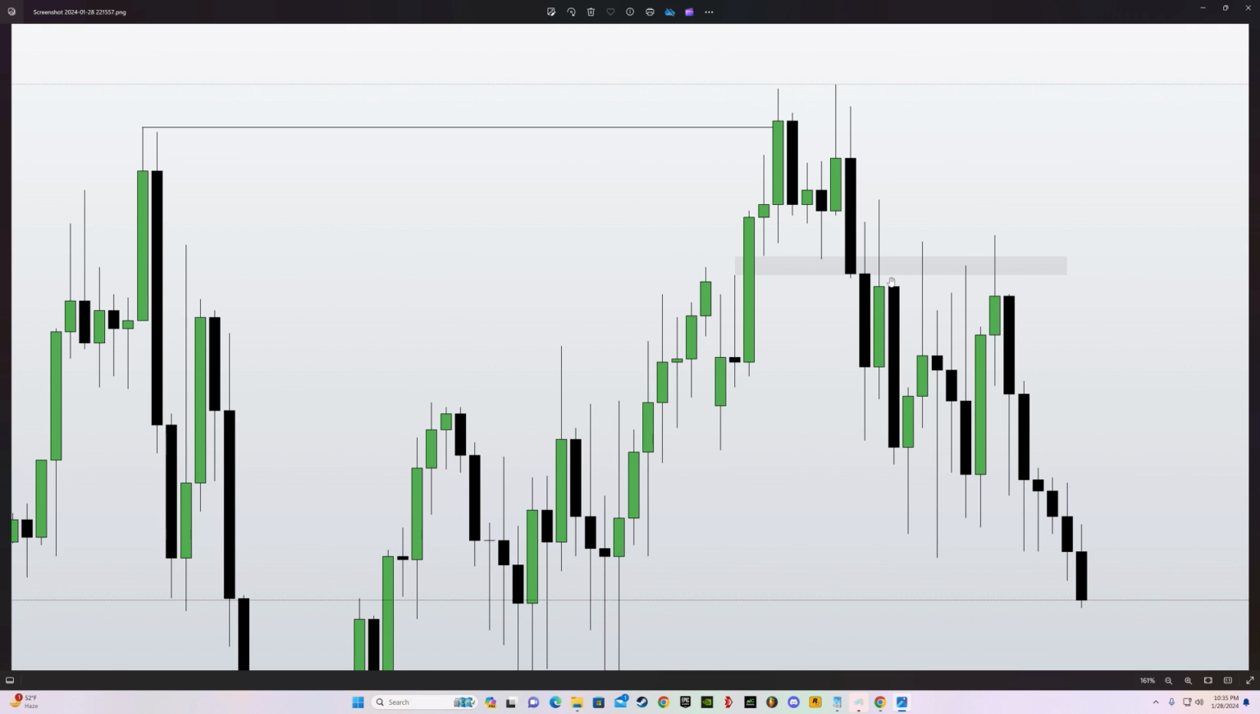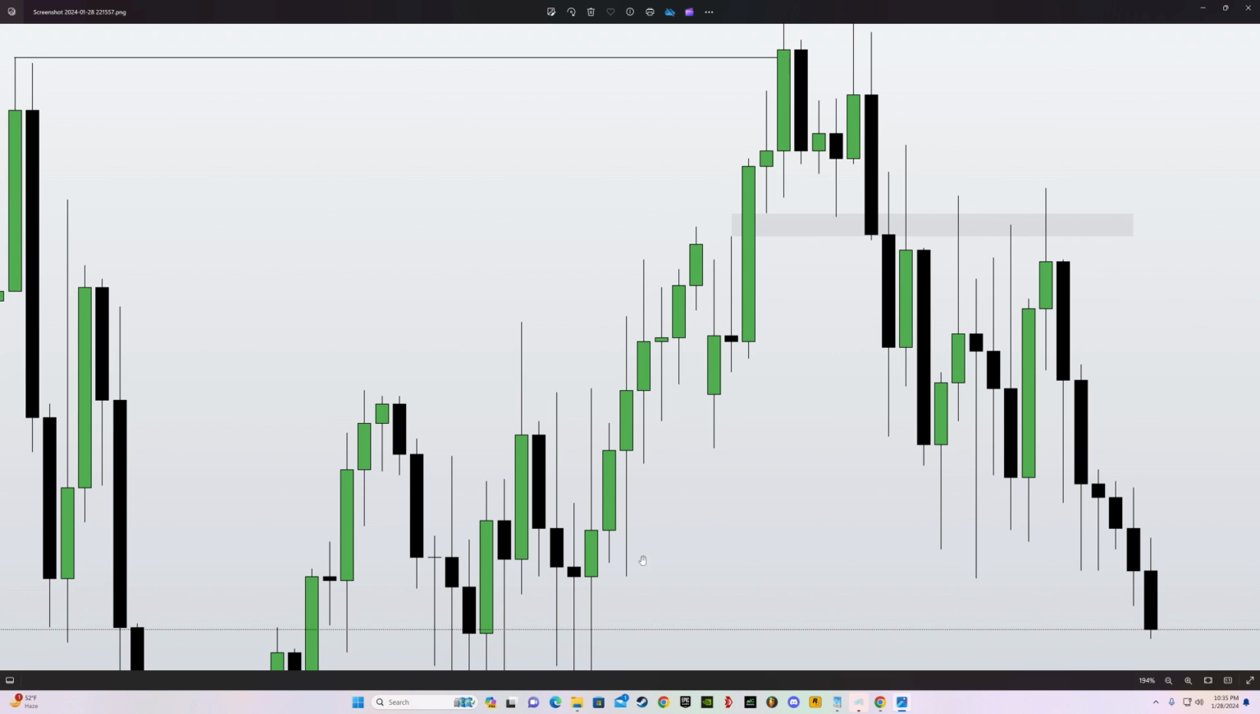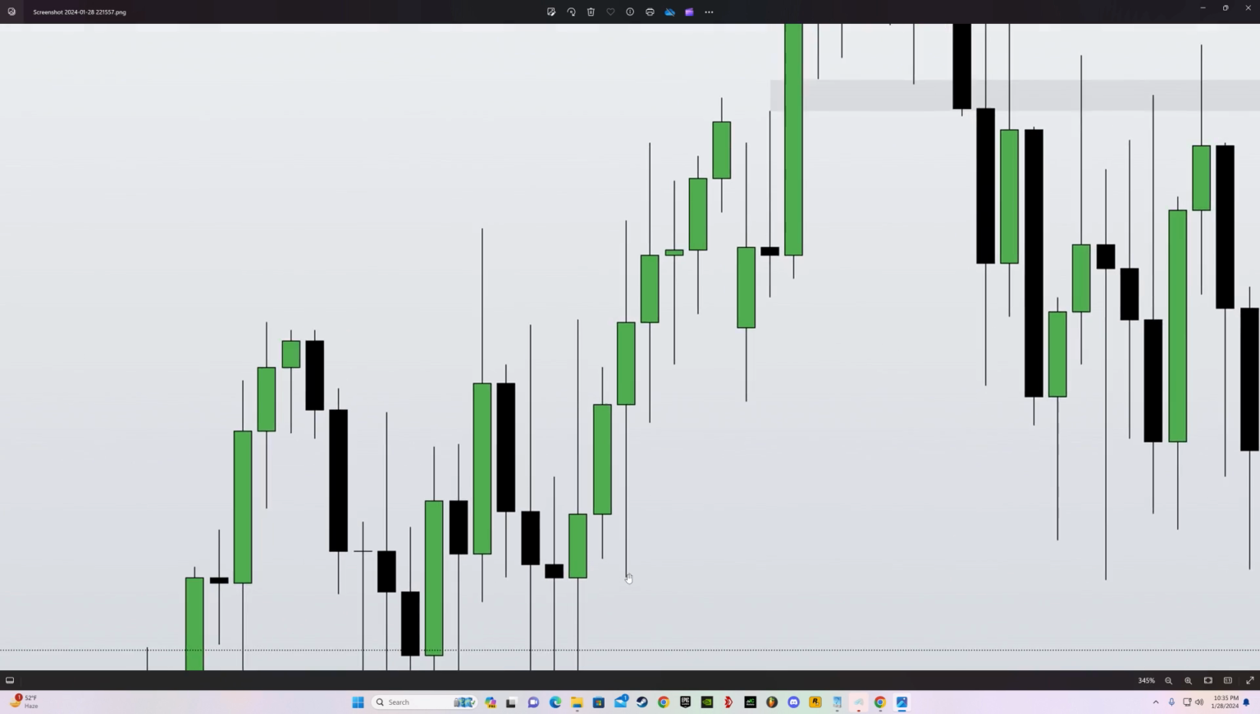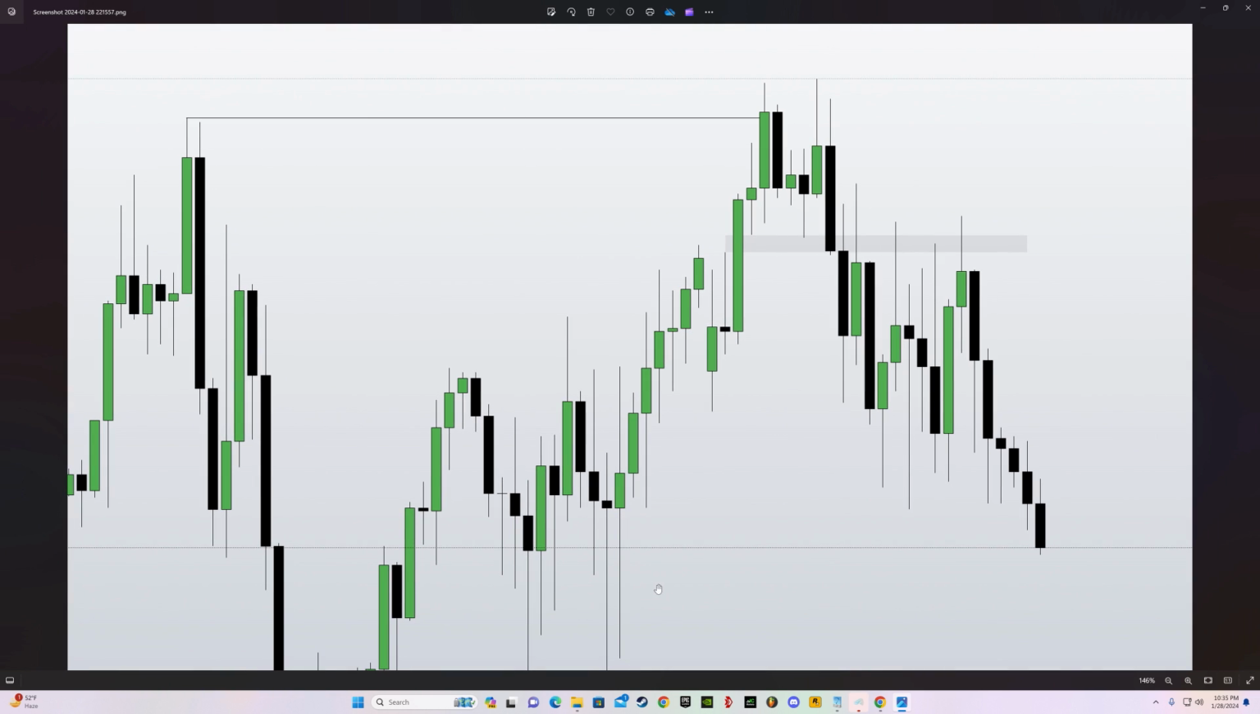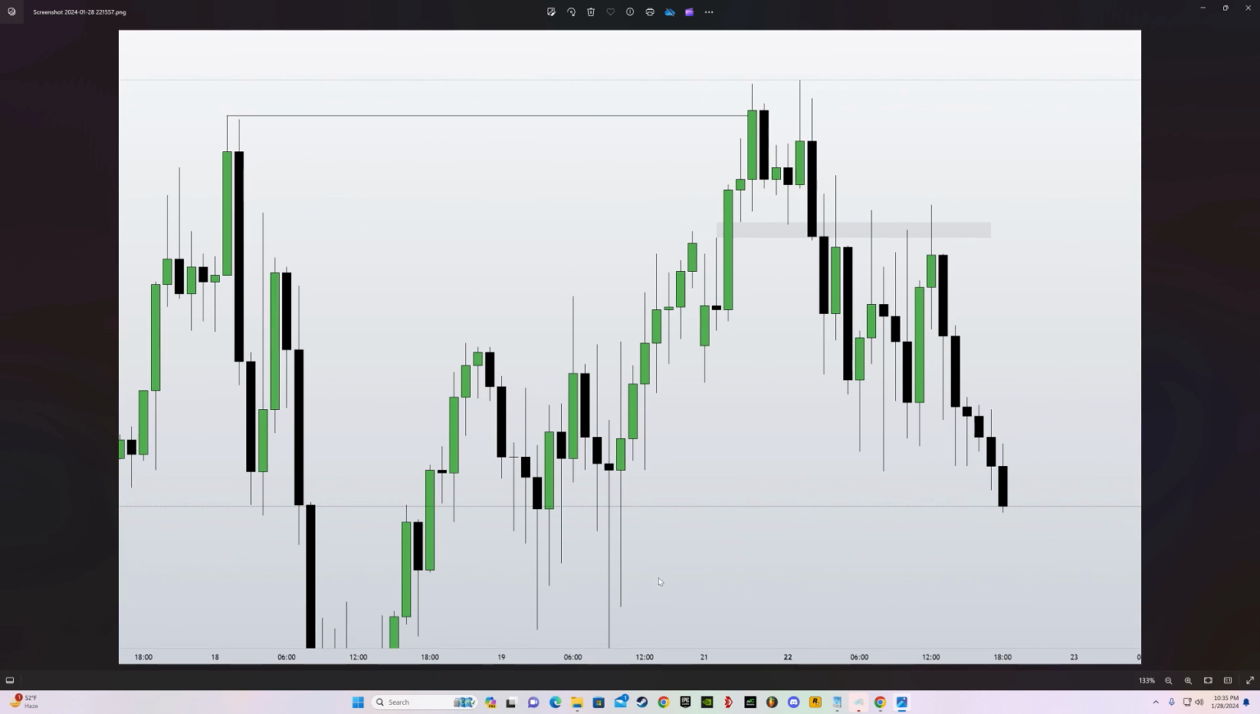So your entry would have been here. You could have taken probably your first target on this low around here. And your next target could have been this low over here. But yeah, guys, this is very, very simple. And let me teach you guys the trading strategy, and then I will give you examples for that strategy as well.